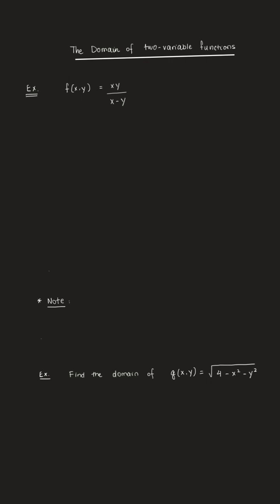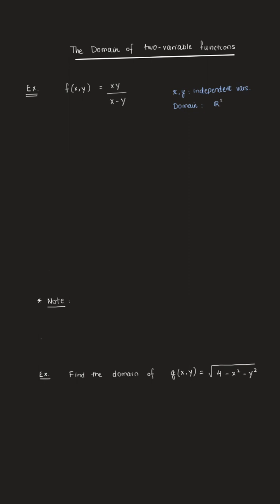Let's start with f of x, y equals xy over x minus y. So a couple of things to note. One, this is a function in two variables because both x and y are our independent variables. So we have two independent variables, which means it's a function in two variables. The domain will be in R2, in two variables.